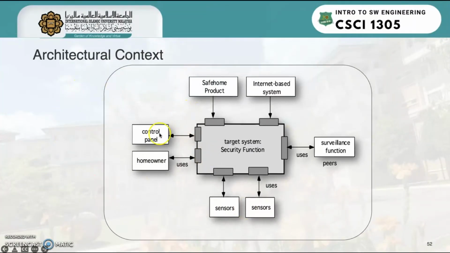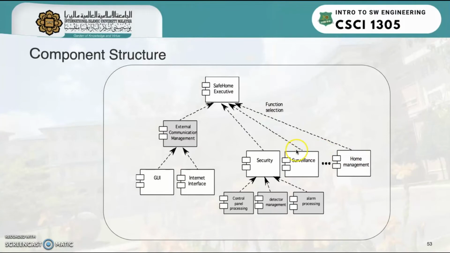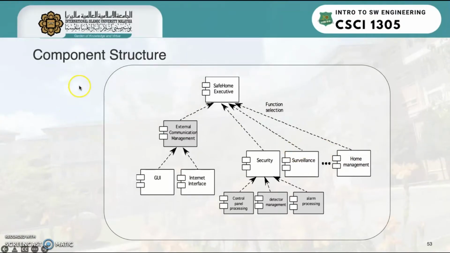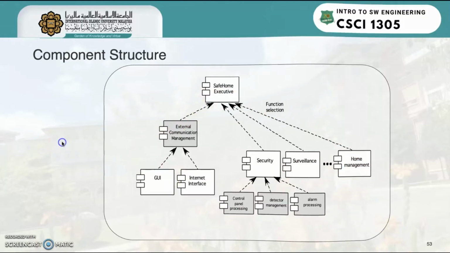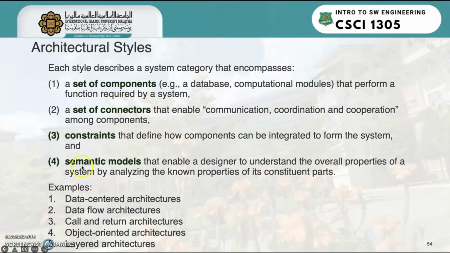So this is an example of an architectural diagram where you can see all the core elements of the structure of the system. So it's connected to a control panel, connected to the internet, surveillance function, sensors. Okay, so this is what you expect to see in an architectural diagram. In UML, they also have this component structure to show the components that are related to the system in terms of components. Okay, so architectural styles, we're going to see a few examples of architectural styles quickly.